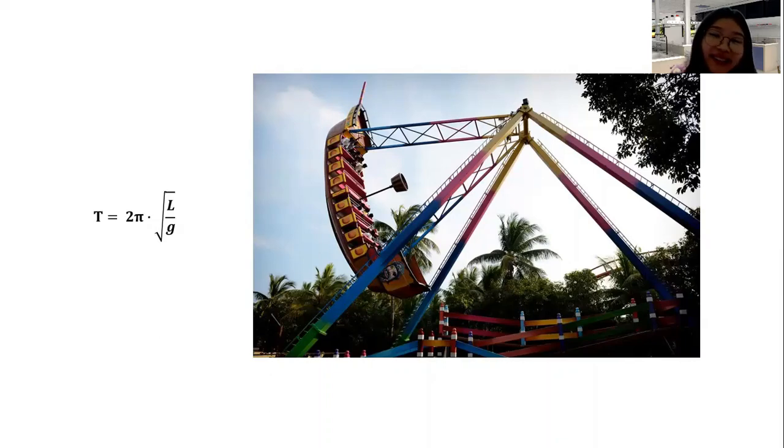there will be no change in the speed, right? So if we take a look at the formula, we can see that there is no mass in the formula of period at all. So it makes sense why there is no change.